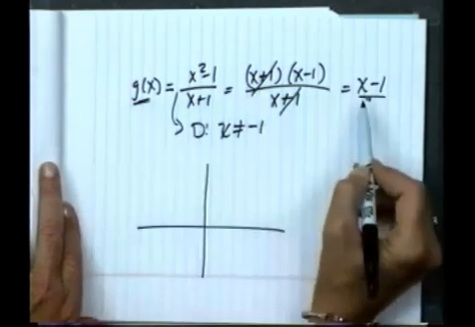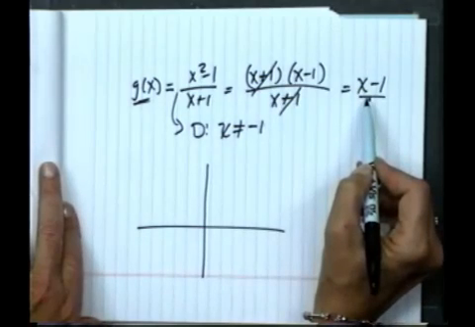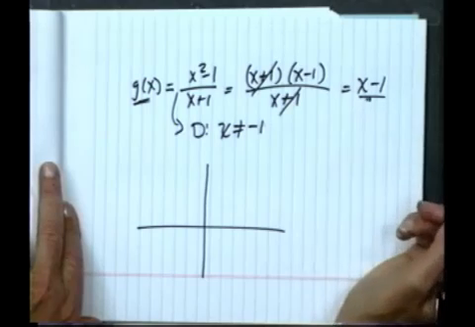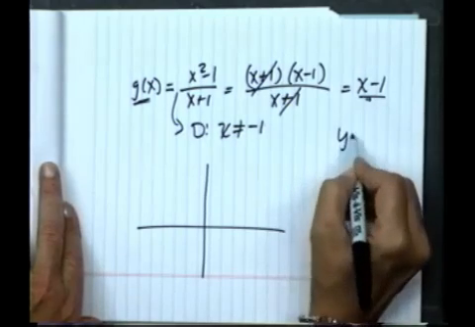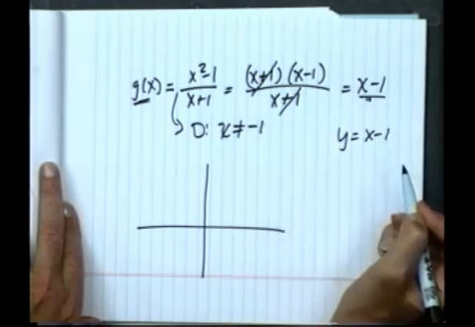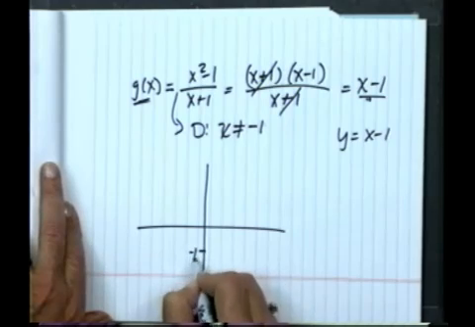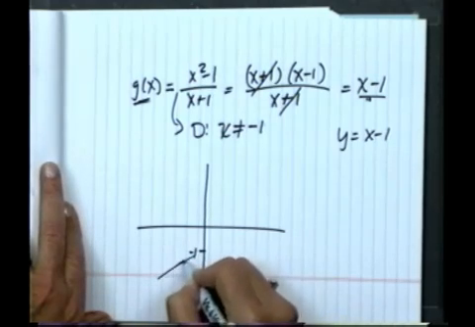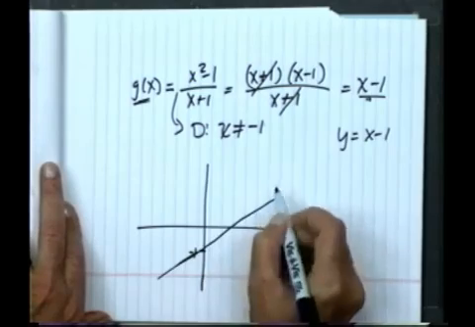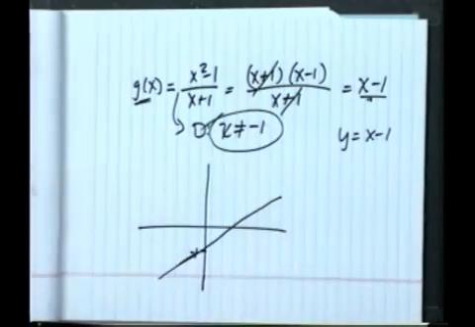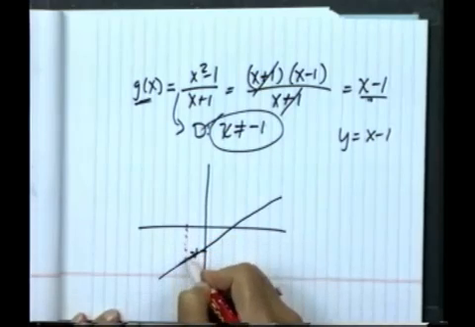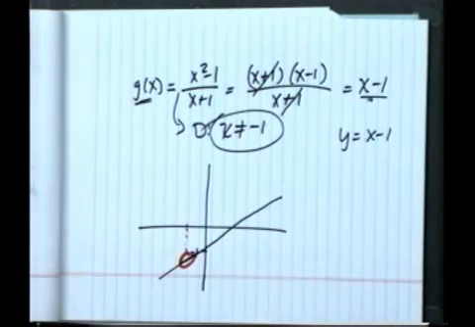What's the graph of y equals x minus 1? Horizontal. y equals x minus 1. What's that graph? The line. What's the y-intercept? Negative 1. Slope is positive 1. Okay, so here's that graph. But what did that domain tell you you better do? You better leave out where x is negative 1. So you're going to put a big old hole in it where x is equal to negative 1.